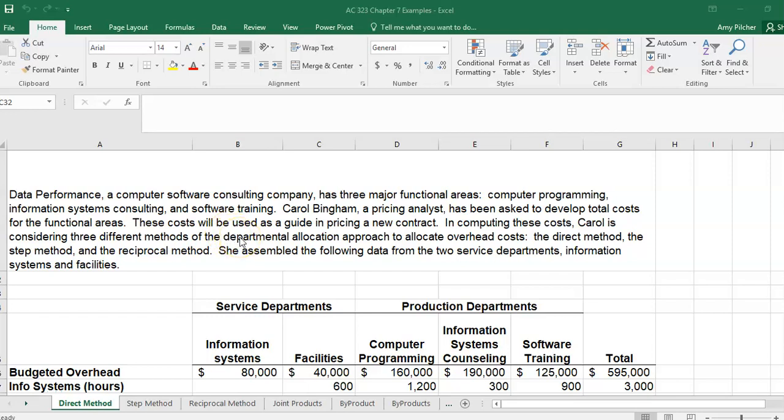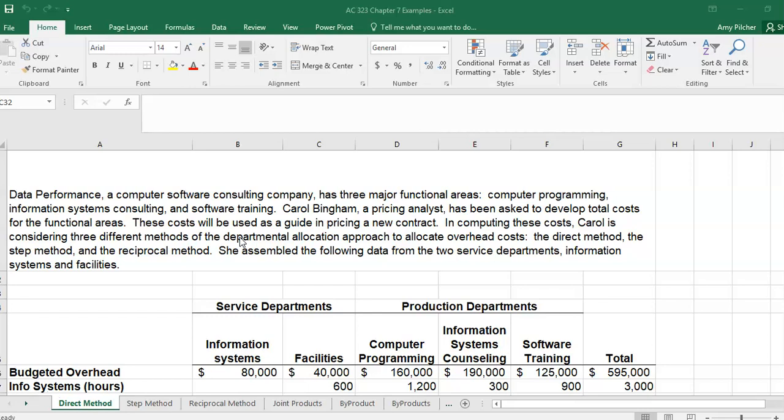In Chapter 7, we talk about department allocation. So, allocation of department overhead costs or their indirect costs. And there are three different ways to allocate departmental overhead. And we're going to look at each one of them individually with the same example. So, we have the direct method, the step method, and the reciprocal method.